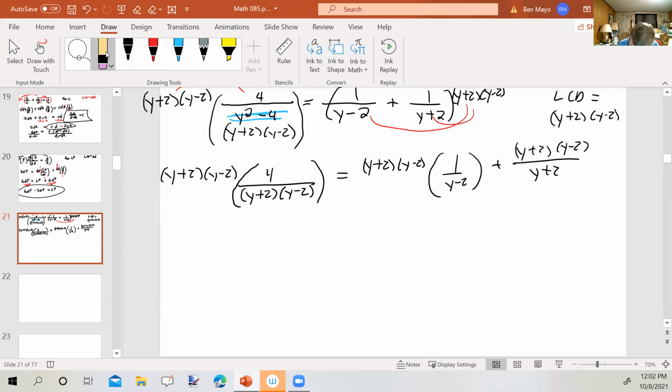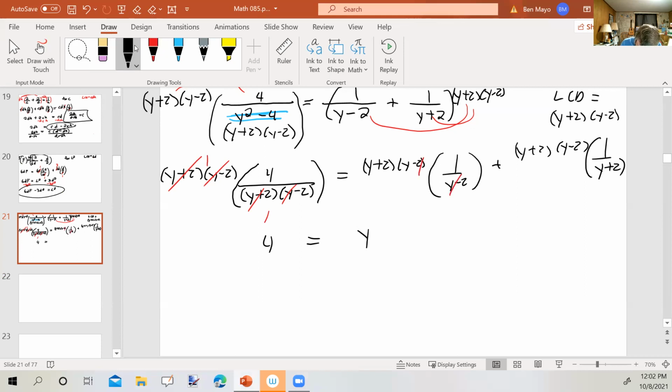Here, hang on. Let's do this so that it doesn't confuse people. And this is times 1 over y plus 2. There. It's the same thing ultimately, but all right. So now let's go back. On the left side of the equation, these reduce down to 1 over 1, so I'm left with 4 equals. On the right side of the equation, the y minus 2's reduce out, and I'm left with y plus 2 times 1, which is still just y plus 2. And then I have the y plus 2's reduced down to 1 over 1, and I have plus y minus 2 times 1, which is still that.